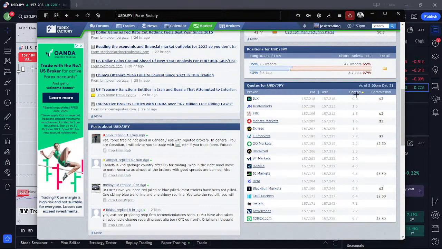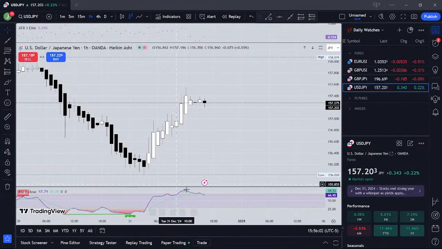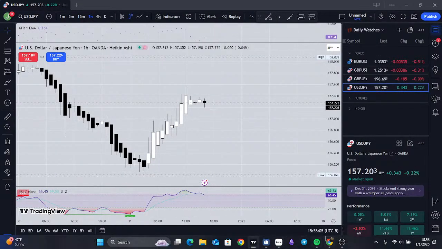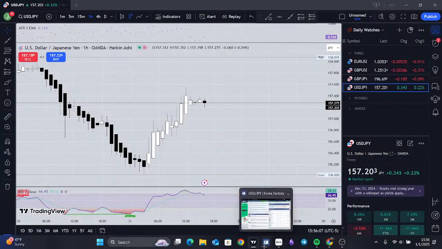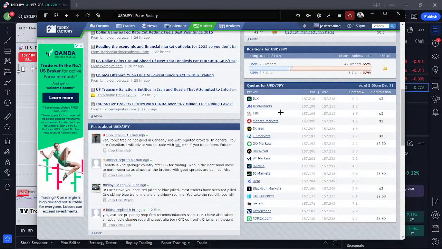So the spread is much different based on the broker. You can see how the spread is much different. For instance, 4.5 on Wanda right now. Wanda right now is 4.0.